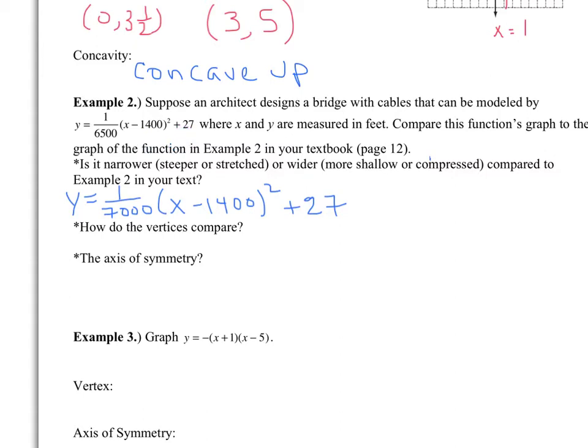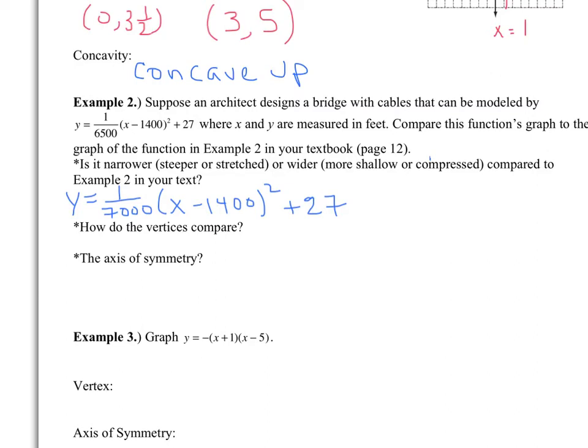Where x and y are measured in feet, compare this graph to the graph of the function in example 2 in your textbook on page 12. For clarification, I went to page 12 in my textbook, and this is example number 2. So here it says your A value is 1 divided by 7,000, x minus 1,400, quantity squared, plus 27. And the question asks, is it narrower, which makes it skinnier, or is it wider, compressed to the x-axis?